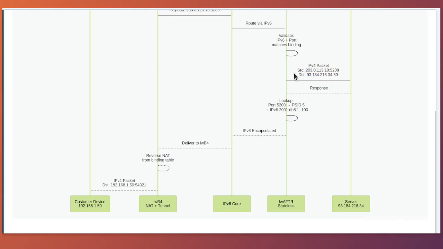Return traffic follows the reverse path. The server's response arrives at the lwAFTR with destination 203.0.113.10:5200. The lwAFTR looks up which customer owns this port, encapsulates the packet for IPv6 address 2001:db8:1:100:1, and the LWB4 receives it, decapsulates it, looks up the NAT binding, translates it back to 192.168.1.50:54321, and delivers it to the client device.